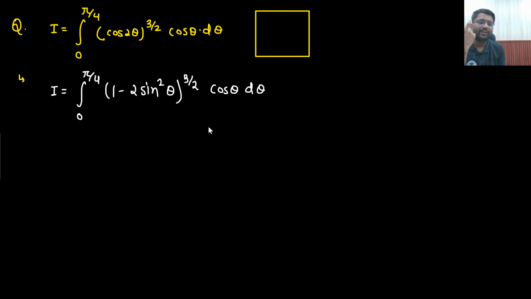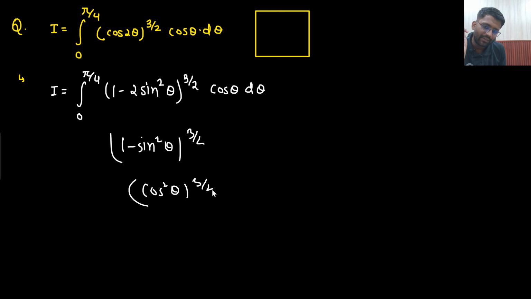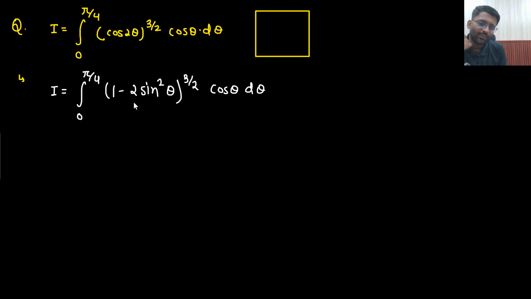But still there is power 3 by 2, I cannot proceed. And secondly, the limit is from 0 to pi by 4. What do I do now? If it was 1 minus sine square theta, then it was not a problem. 1 minus sine square theta would become cos square theta, then cos square theta to the power 3 by 2 would become cos to the power 3 theta. It would not be a problem for me. So who is creating the problem? This 2 sine square theta is creating the big problem now, along with the limit from 0 to pi by 4.